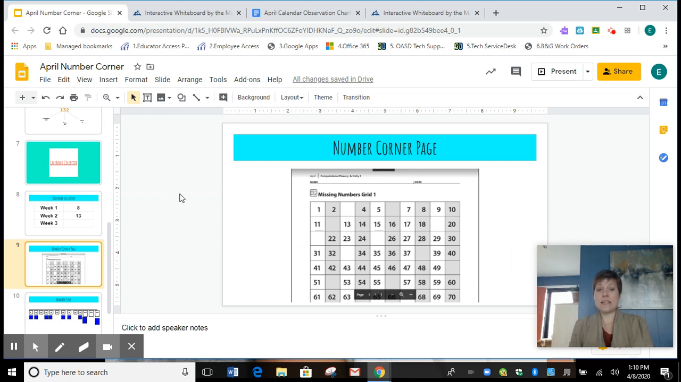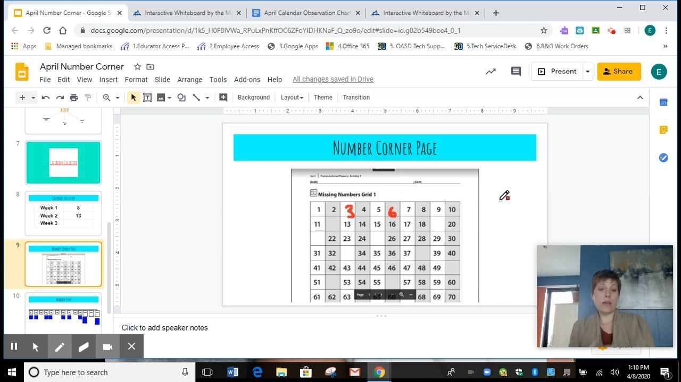All right, friends, the last thing I want to show you is this Number Corner page. You're going to find this page in the activity section on Seesaw. Your job today is to fill in the missing numbers in this 100 grid. Now, you can use your counting by one strategy to help you out. So, for example, you might go right along 1, 2, 3, 4, 5, 6, 7, 8, 9, 10, 11, 12. That would be one strategy you could use.